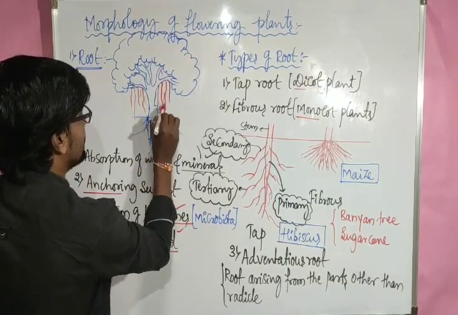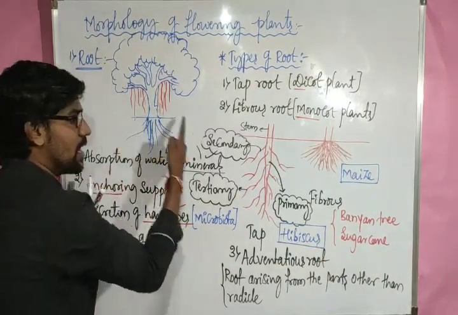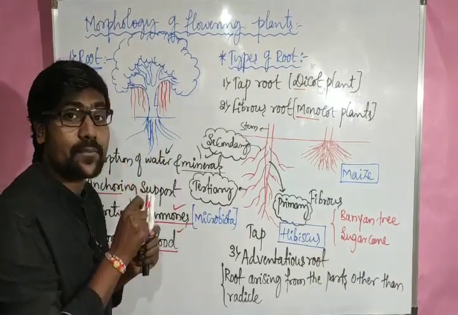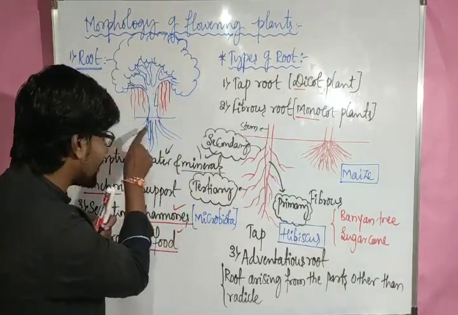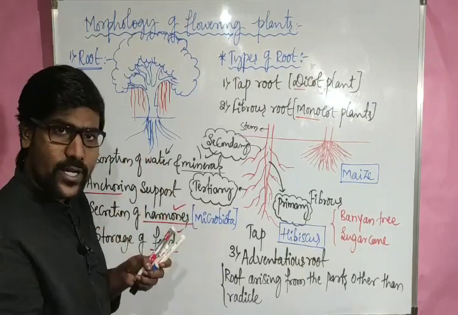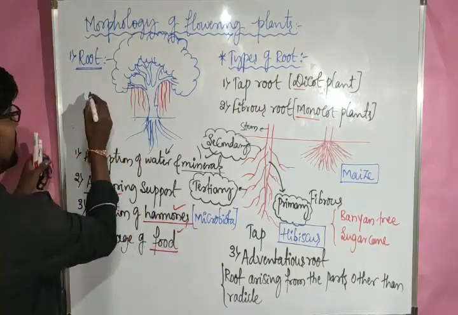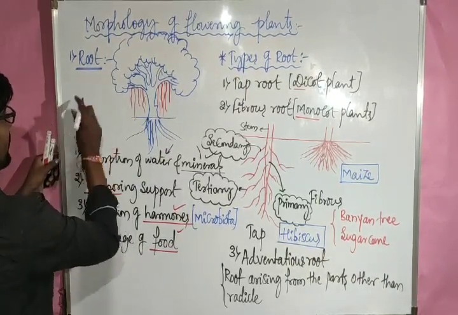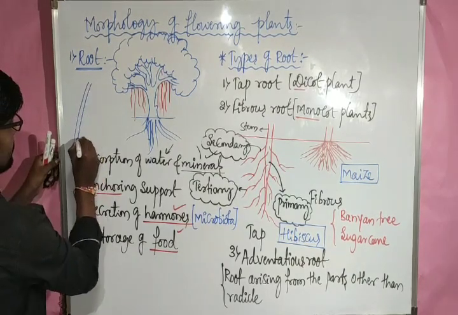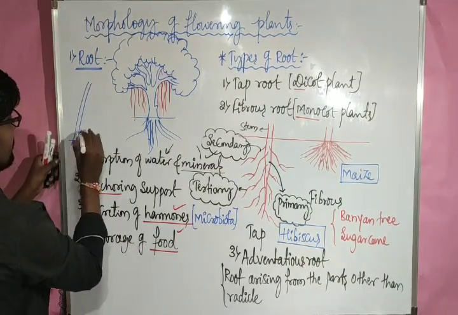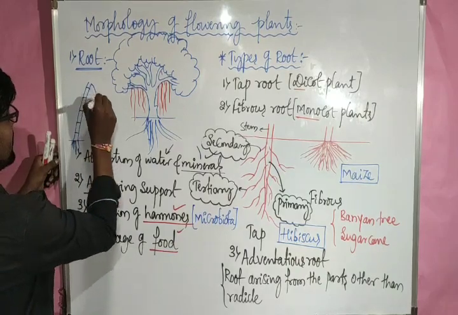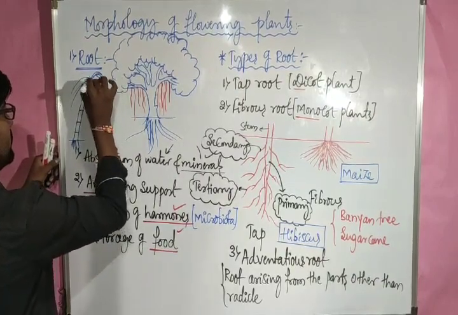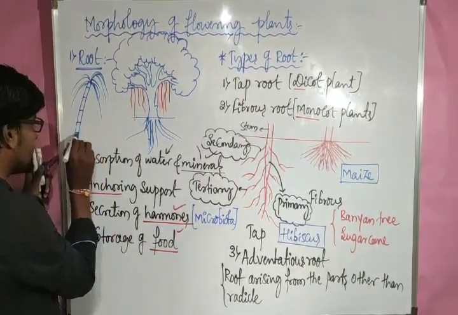Yes, so these hanging roots are the adventitious roots. Why? Because these roots arise from the stem branch, not from the radicle portion. And in the case of sugarcane also, if you consider, say for example, in the sugarcane we can have this kind of structure, right? So what are these lines?